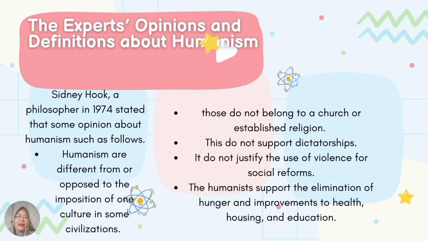Okay, this is the expert opinion about the definition of humanism. Sidney Hook, a philosopher, in 1974 stated the following. The first one: humanists are different from or opposed to the imposition of one culture in some civilization. Then, they do not belong to a church or established religion. Then, they do not support dictatorship, and they do not justify the use of violence for social reforms. And the last one is that humanists support the elimination of hunger and improvement to health, housing, and education.